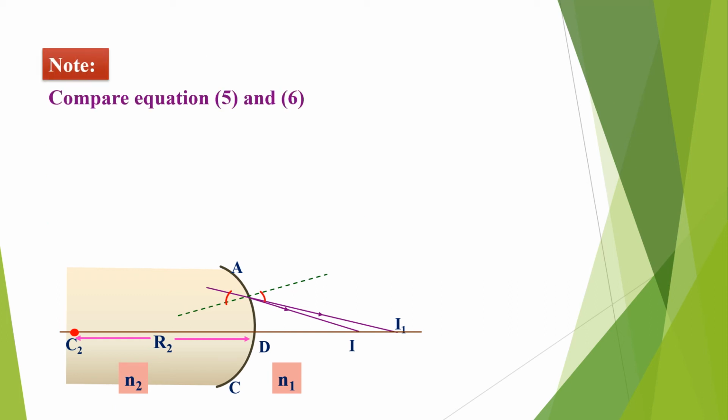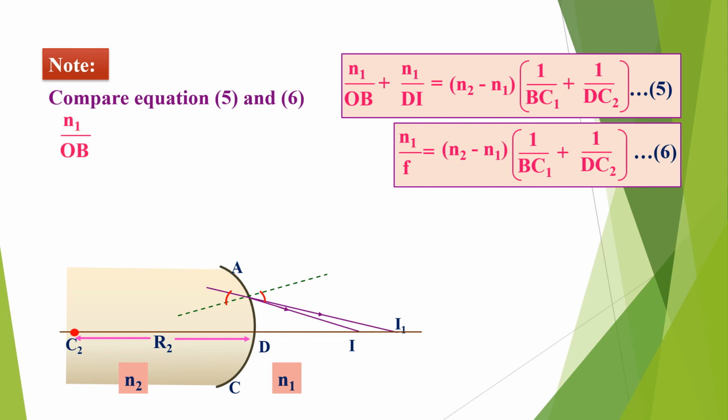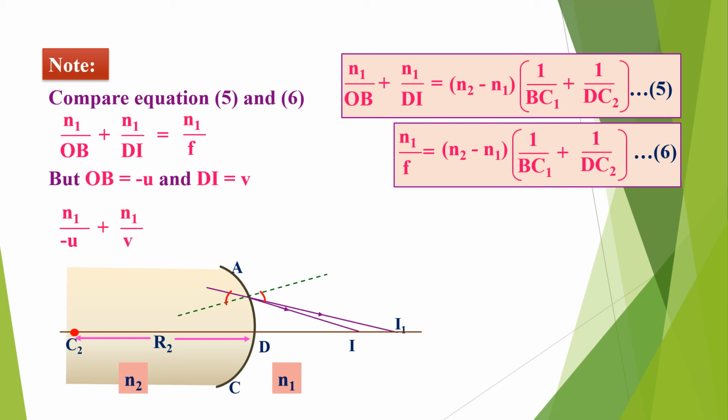Note, compare equations 5 and 6. n1 by OB plus n1 by DI is equal to n1 by F. But OB is equal to minus U and DI is equal to plus V. So n1 by minus U plus n1 by plus V is equal to n1 by F, or 1 by V minus 1 by U is equal to 1 by F. This is the final equation for the thin lens formula.